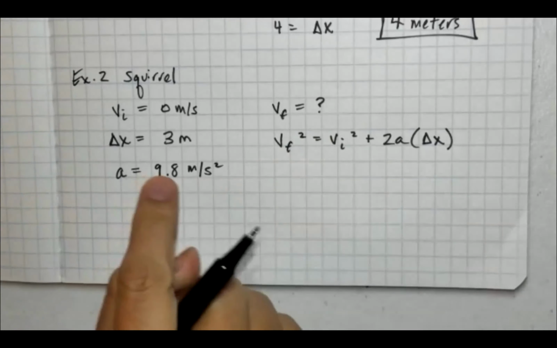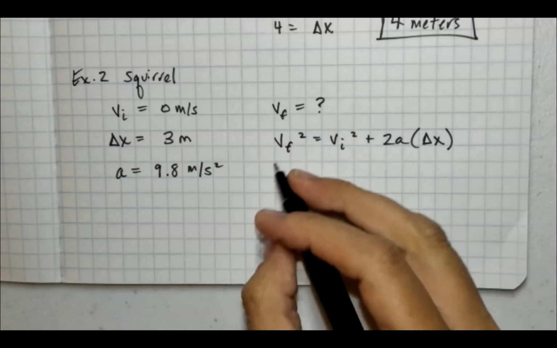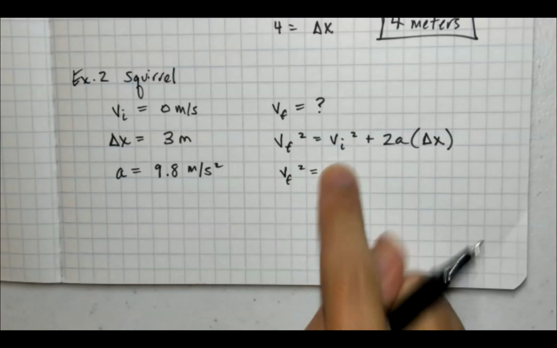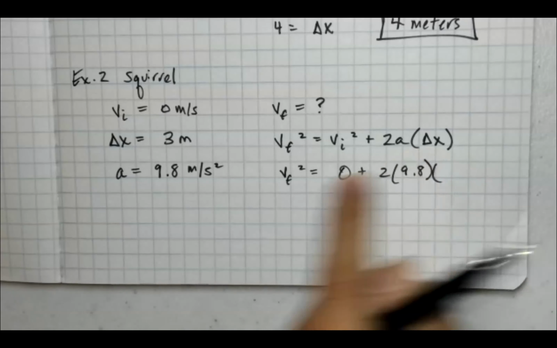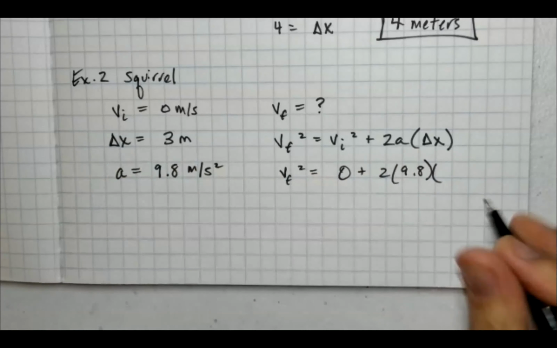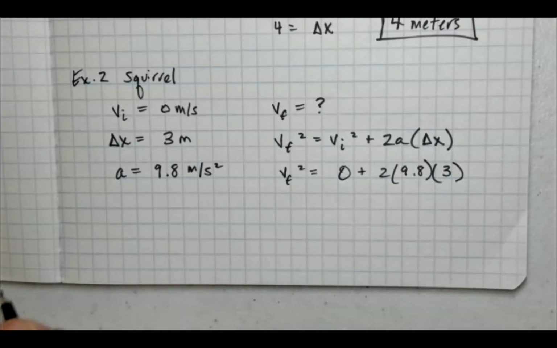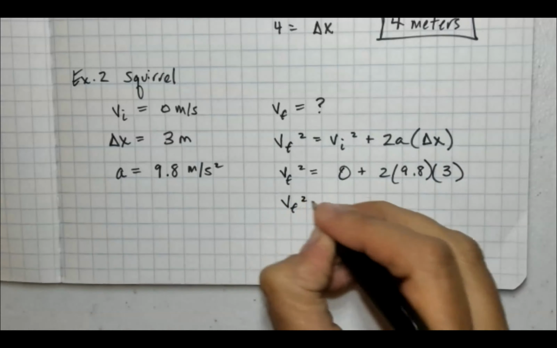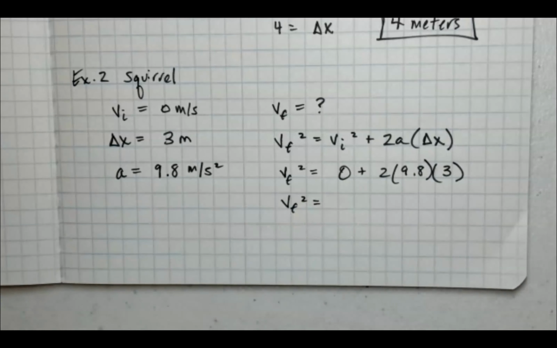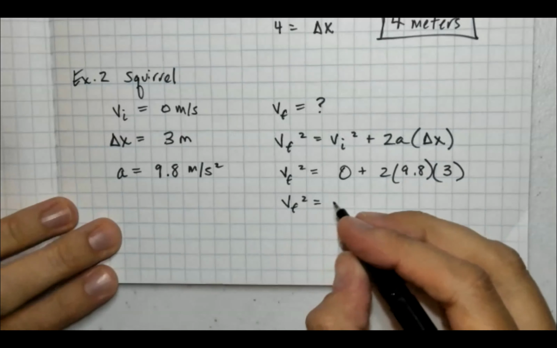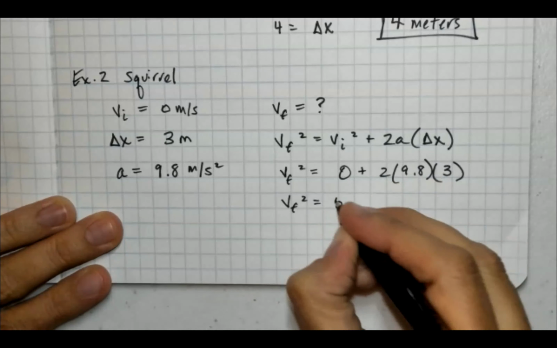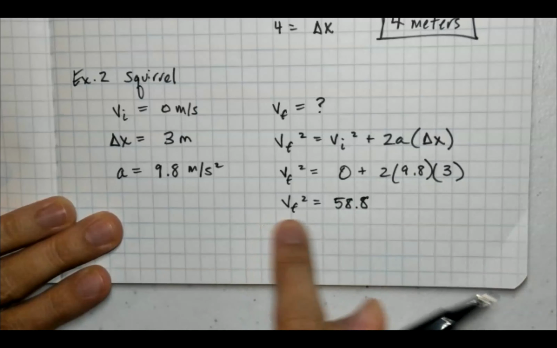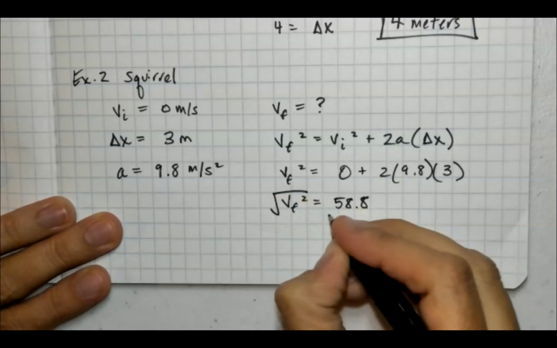Again, I'm going to put my numbers in here. We're looking for the final velocity. My initial velocity is 0 again, plus 2 times 9.8 times my change in position, and that would be 3. So my final velocity squared is going to be equal to 2 times 9.8 times 3. So I got out my handy dandy calculator and calculated 2 times 9.8 times 3, and I got 58.8. Now I need to take the square root of both sides.